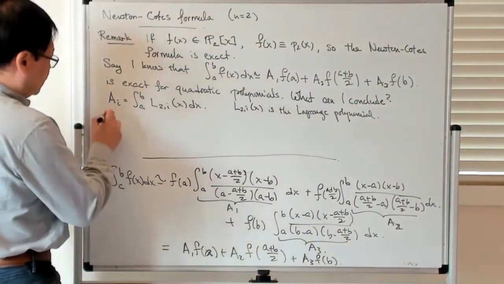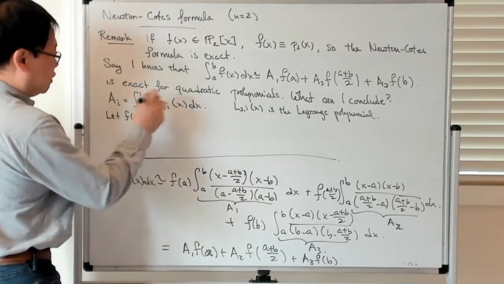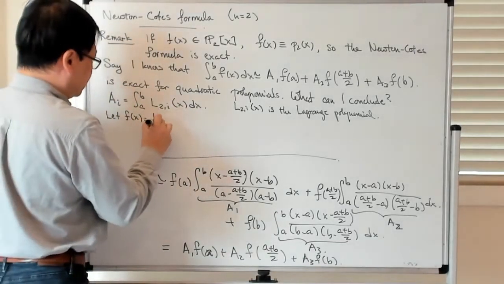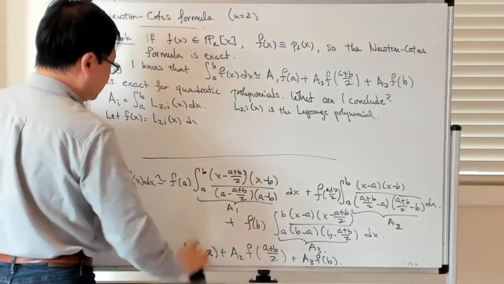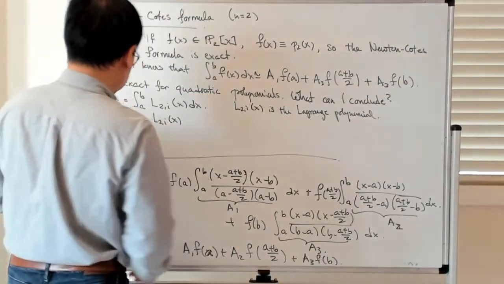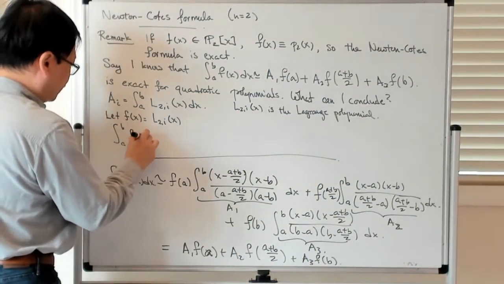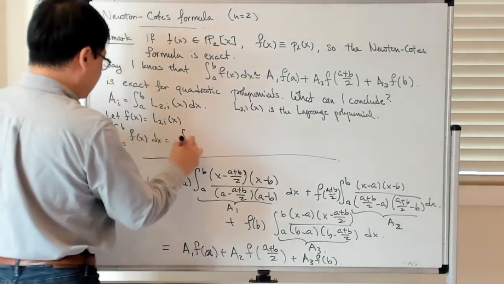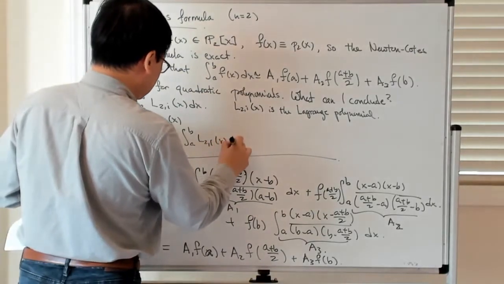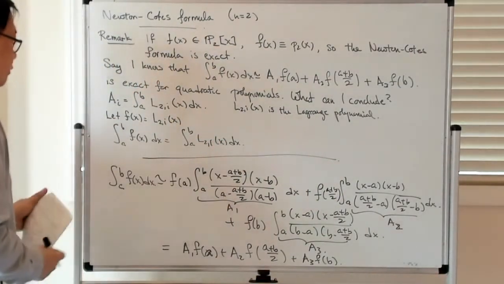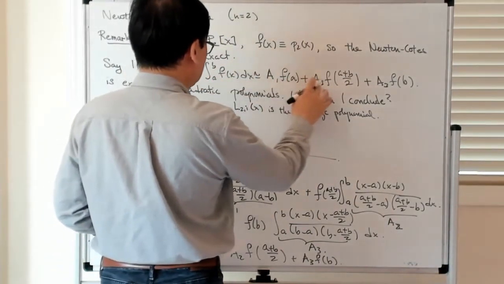I know this because, let's say f of x is one of the Lagrange polynomials, L2i of x. So I have the integral from a to b of f of x dx equal to the integral from a to b of L2i of x dx. All right, and then I substitute this formula.